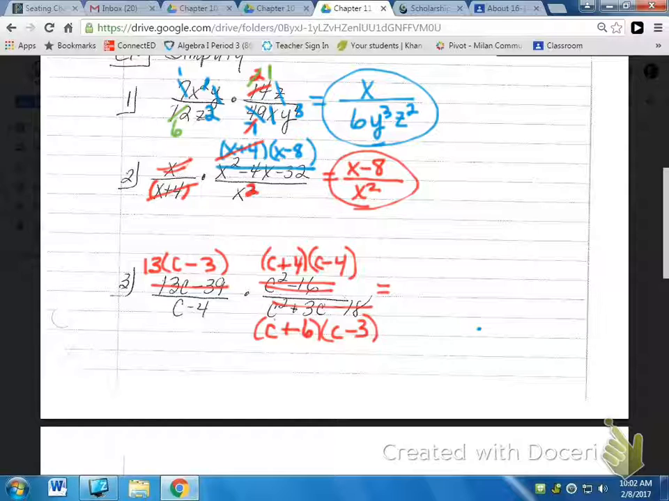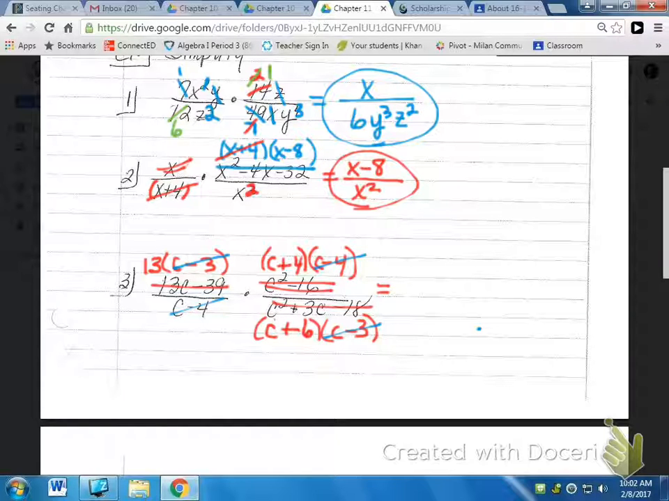All right, so now as I'm looking across, I start with that 13. Is there any plain number anywhere on the bottom that I can cancel out with that 13? Nope, 13 stuck with us. What about c minus 3? Yep, definitely canceling out that c minus 3. So it's gone. What about c plus 4? No, it's stuck. What about c minus 4? Yes, so it's gone.